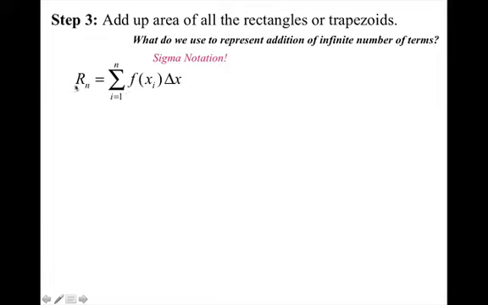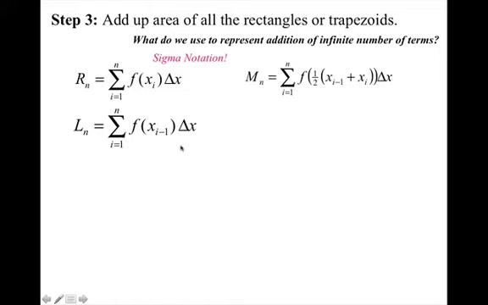So for the right endpoint, you're doing R sub n because you have n rectangles, and you're going from i equals 1 to n. And then you're adding up the area of all of the right rectangles. For the left, same idea, but you're adding up all of the areas of the left rectangles. Midpoint, same idea, and trapezoid, same idea.